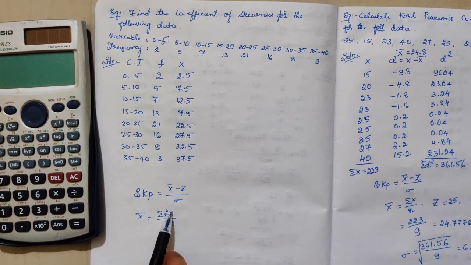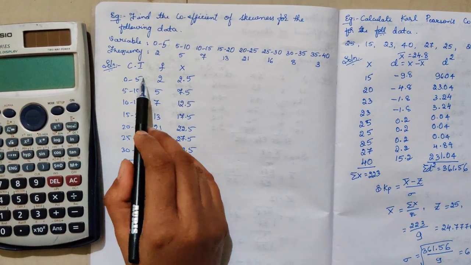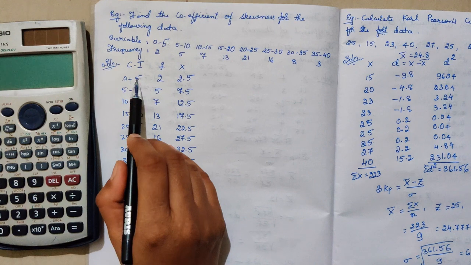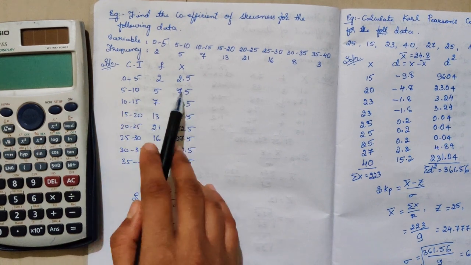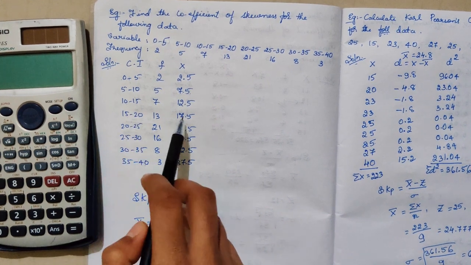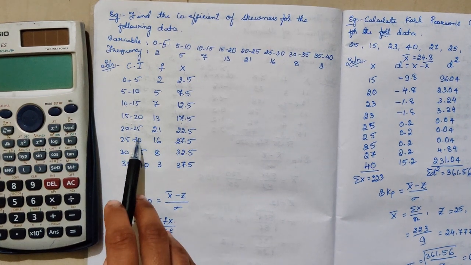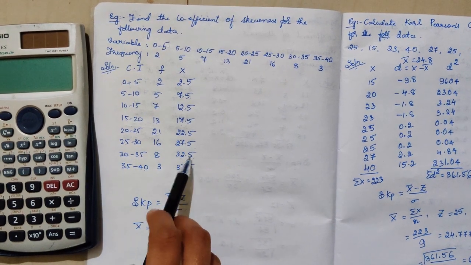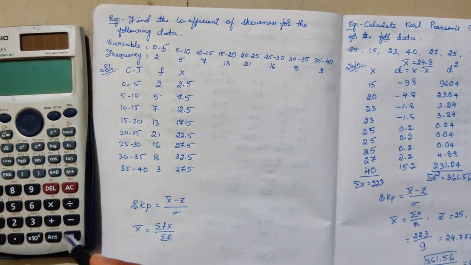We know what f is, but we don't know the x value, so we have to find it. To find the x value, we consider the middle value of the given class interval. That is 0 plus 5 divided by 2, which is 2.5. 5 plus 10 divided by 2 is 7.5. 10 plus 15 by 2 is 12.5. 15 plus 20 divided by 2 is 17.5. 20 plus 25 by 2 is 22.5. 25 plus 30 divided by 2 is 27.5. 30 plus 35 by 2 is 32.5. 35 plus 40 by 2 is 37.5. So we have also found the x value.